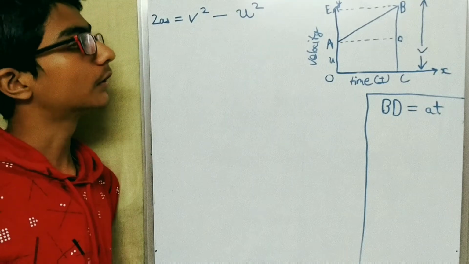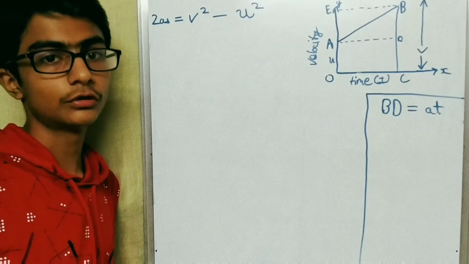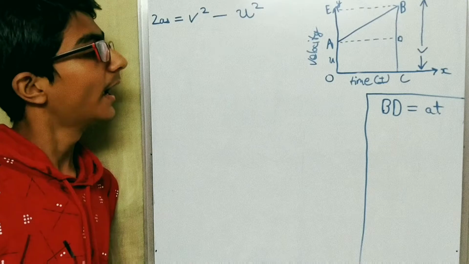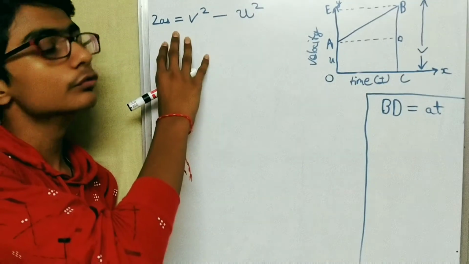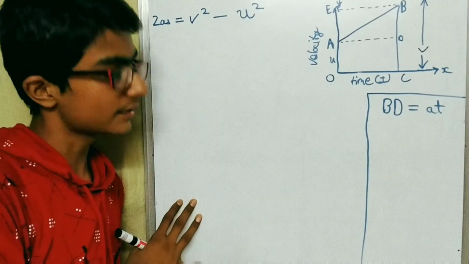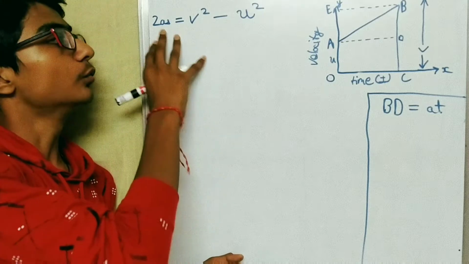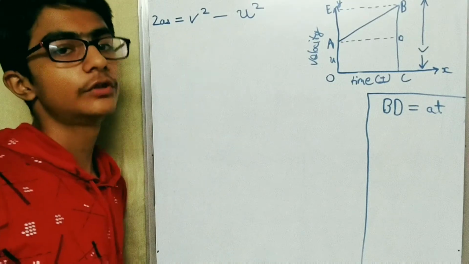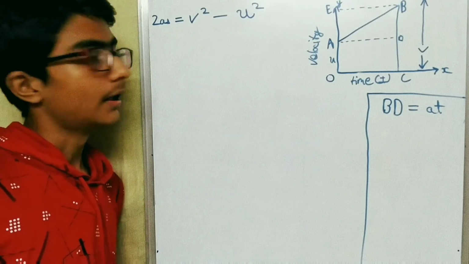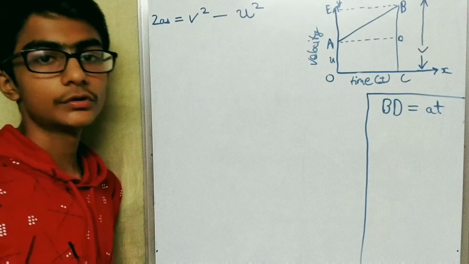Today we are going to continue motion of class 9 physics, and we are going to derive the third and last equation of motion: 2as is equal to v square minus u square. I have already derived the first two equations.